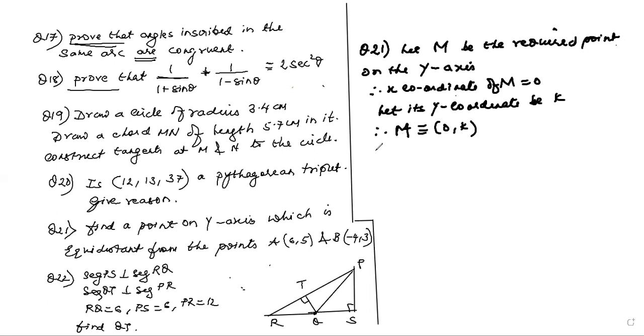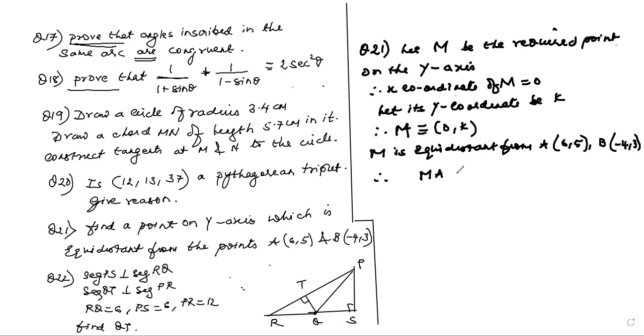Now M is equidistant from A and B. What is the coordinate of A? (6, 5). What is the coordinate of B? (-4, 3). Therefore, M is equidistant from A and B. Therefore, MA equals MB. Please keep in mind, MA will be under a root, and MB also, so the root goes off.